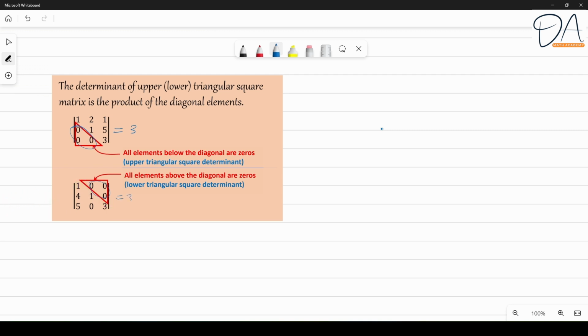And that's actually the reason why we want to convert a determinant to a triangular form, because it makes it direct to calculate the value of the determinant.